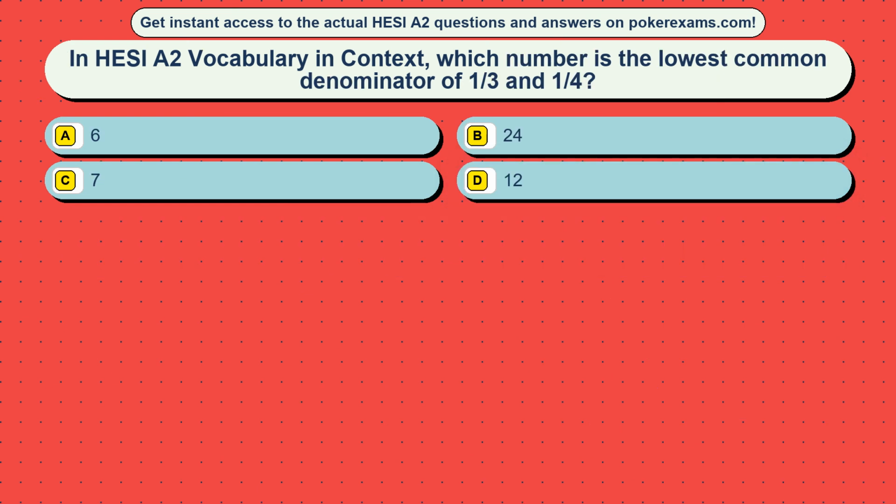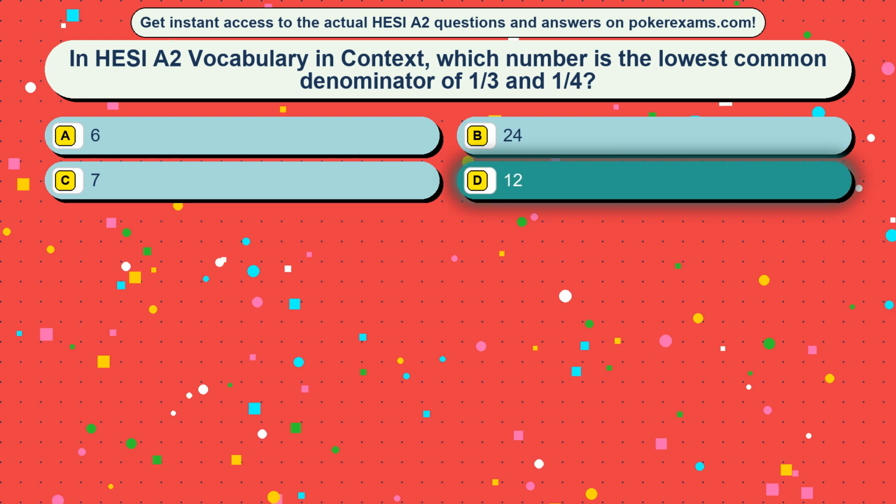Question 23. In HESI A2 vocabulary in context, which number is the lowest common denominator of 1/3 and 1/4? Option A 6, option B 24, option C 7, option D 12. The correct answer is option D, 12.